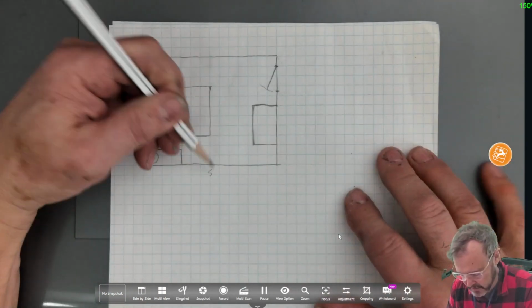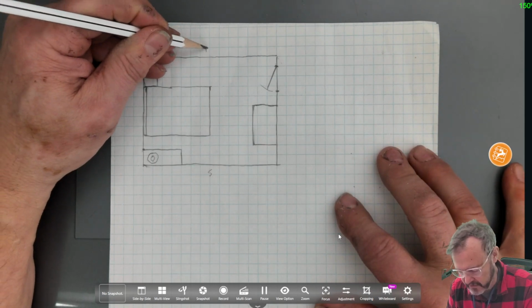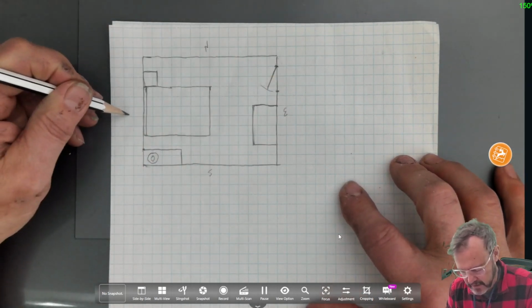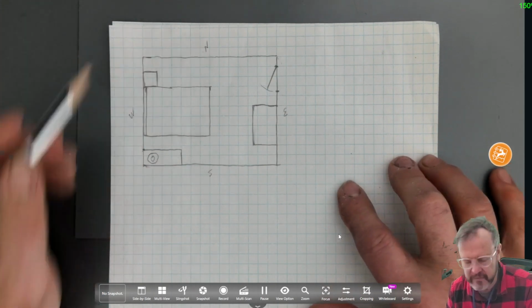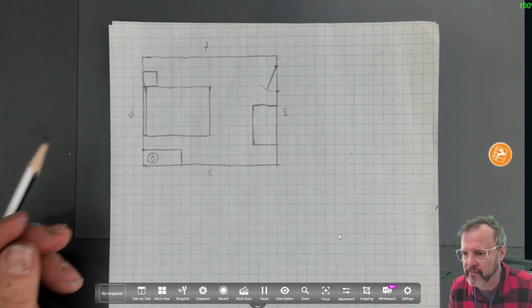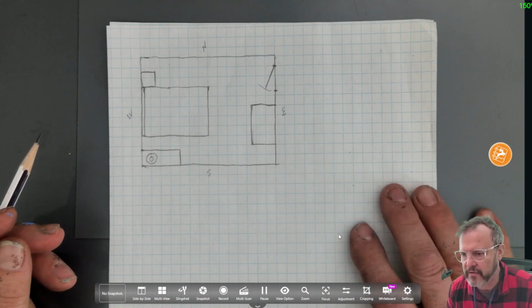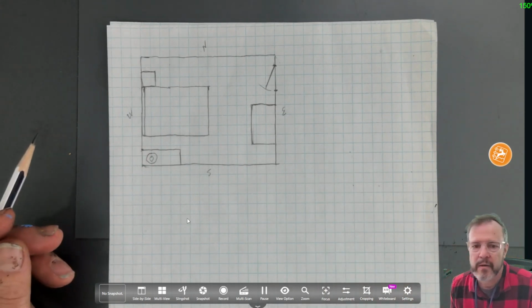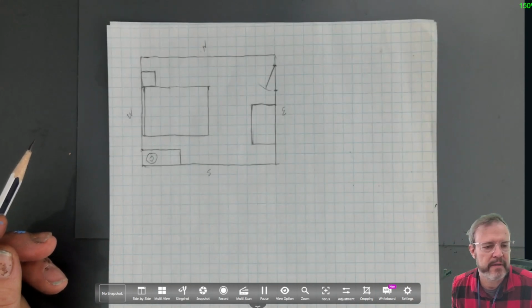We can label this. Some people have an easier time labeling with compass directions. It doesn't really matter at all if north is actually this way or if you orient your drawing so that north is on top. That's not important.